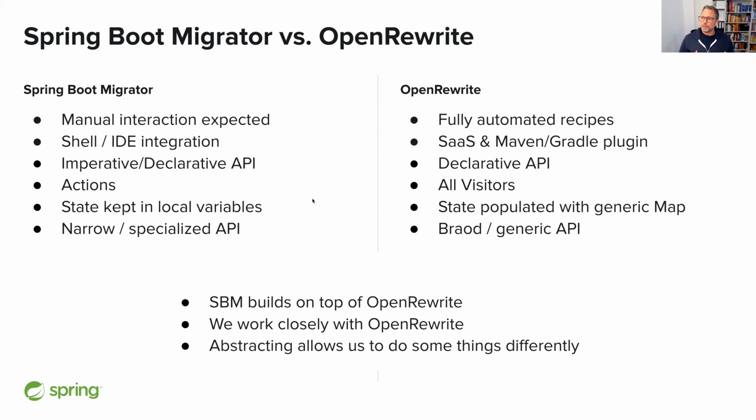Very different is the API. As I mentioned, we have these actions, right, where everything happens and you could extract something out of the project context, keep it in a variable, use it later on.